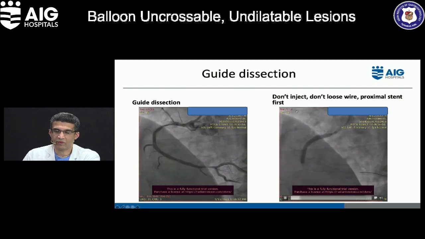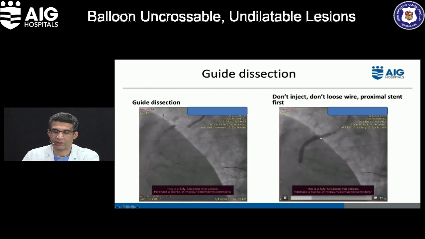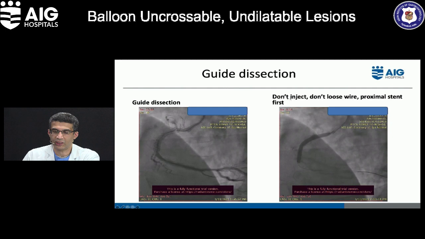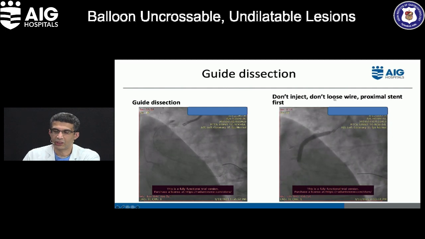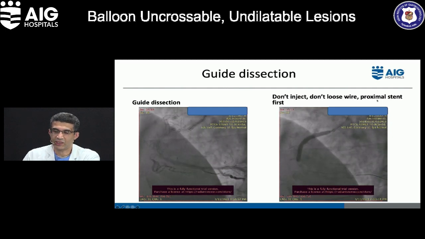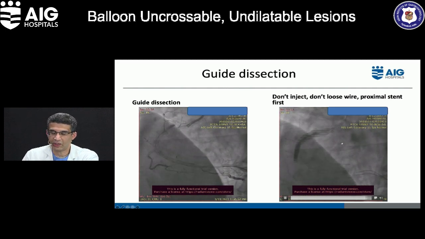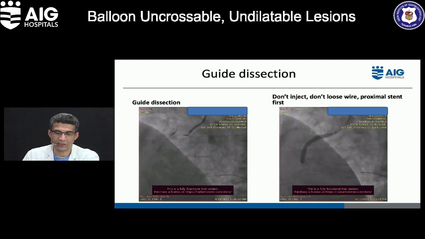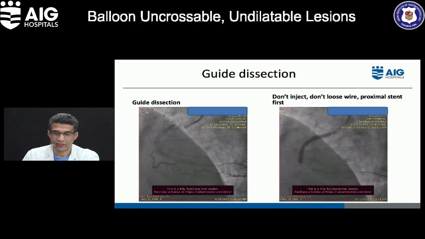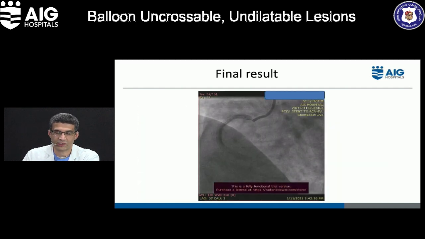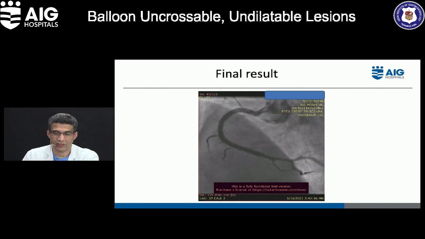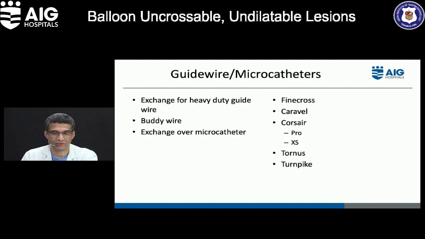Now again, 3 fundamental principles. When you have a proximal dissection, don't keep injecting, it's going to increase the dissection. Don't lose the wire, and always put the proximal stent first. This is probably one of the rare situations in interventional cardiology where you will put a proximal stent rather than start stenting from the distal segment. And of course, this patient had a good result and he is presently doing fine.